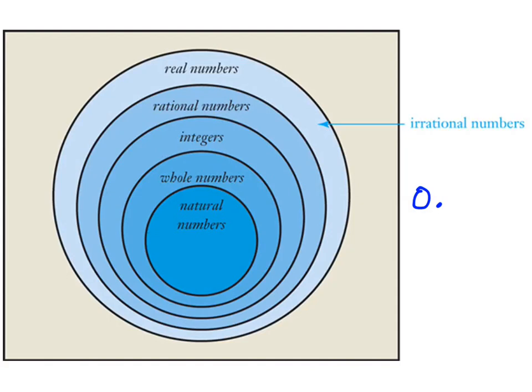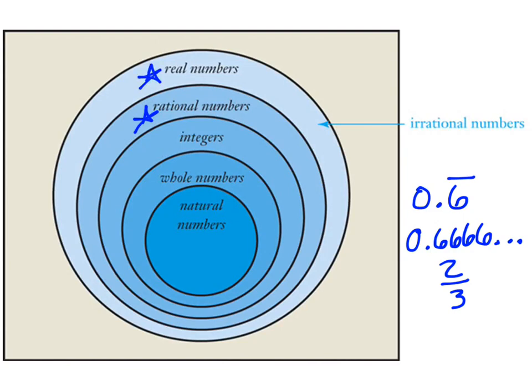What about 0.6 repeating? If you remember, that's the number 0.66666, and it just continues forever. Another way to represent this would be as a fraction, and you may know that this is equal to 2/3. That means that this is a rational number. It's a ratio of two integers, and that means it's also a real number as well. So if we're labeling this one, we would choose the innermost circle, and that's going to be a rational number.